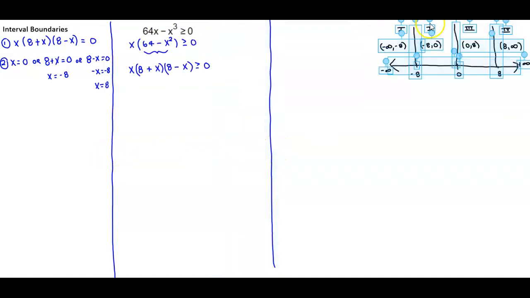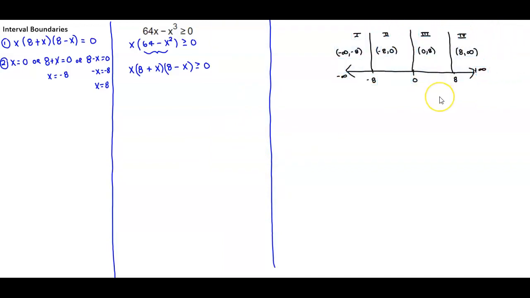All right, just going to move this over just a little bit. Okay, so let's take a look at interval number 1. For interval number 1, we can pick x to be negative 9. So x is going to equal negative 9, and then we're going to plug it in. So we have negative 9 times (8 plus a negative 9) times (8 minus a negative 9). We want to see if that's greater than or equal to 0. So we end up with negative 9. 8 plus negative 9 is negative 1. This becomes plus, so 8 plus 9 is 17.